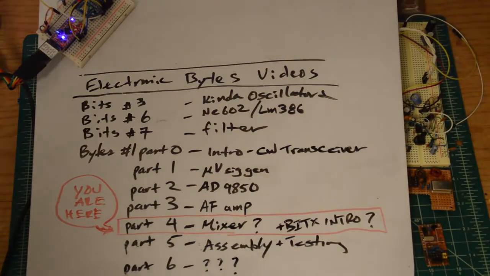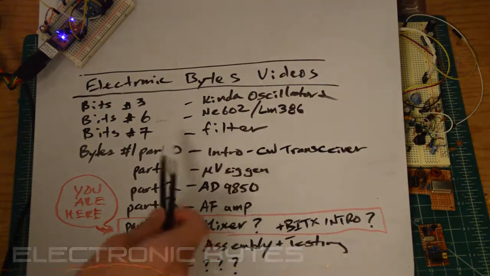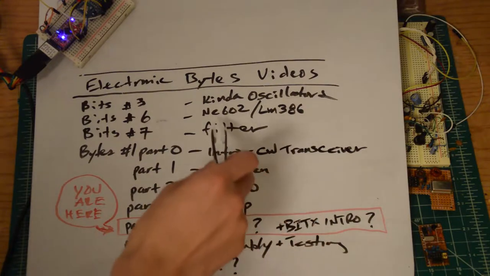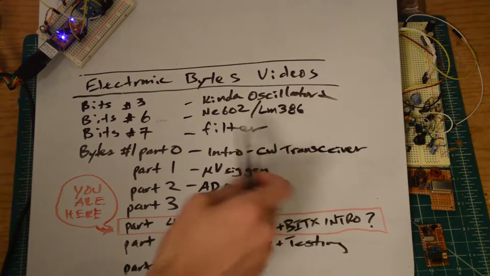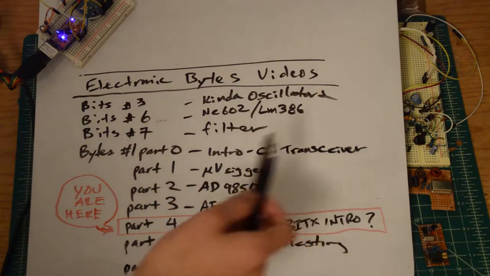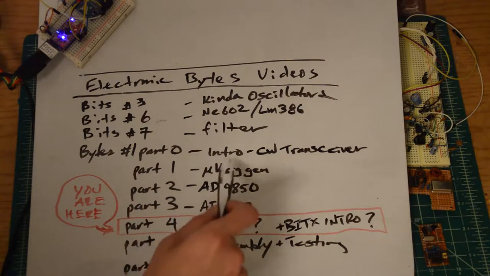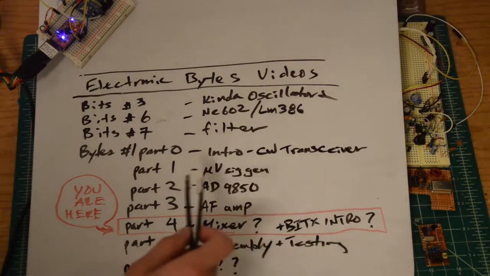Welcome back to the Bytes number 1 series in which I try to build a CW transceiver. Previously I've done 3 videos, 3, 6, and 7. They're about different parts of the radio, and in this case, a full receiver, which didn't work very well, but it was a good learning process anyhow. Then we moved into part 0 of Bytes number 1, and that was an intro to CW transceiver. That was like a block diagram almost of the receiver.